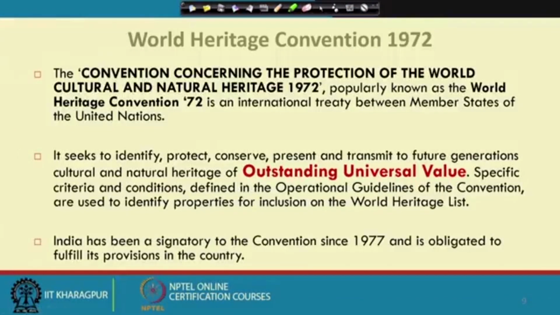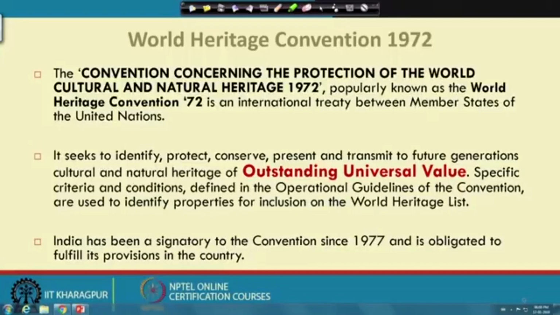Now, India has been a signatory to this convention since 1977 and is obligated to fulfill its provisions in the country. So, India is a party to this convention since 1977, and because of this many of its sites are listed as World Heritage Sites.